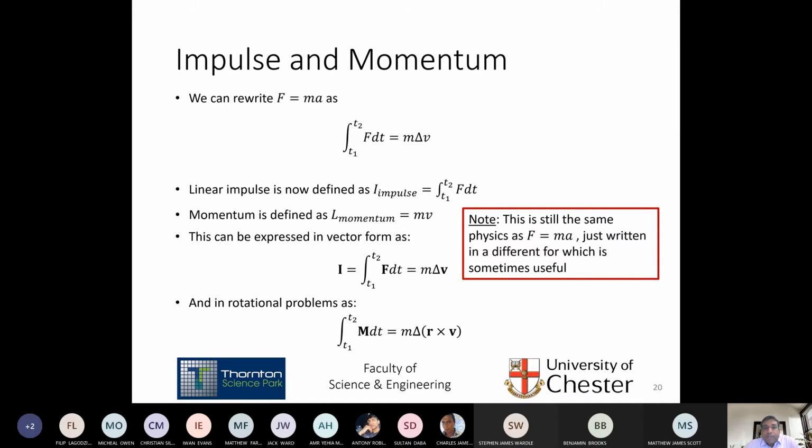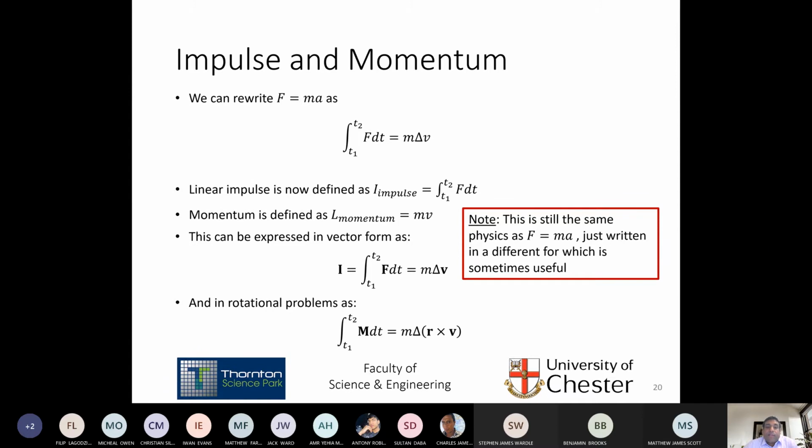So this would typically be described using an equation such as this, which is the force times the time integrated over the short time interval between T1 and T2 during which there is an interaction between the force. That integral gives you the change in momentum, which can be written as m times delta v. So this linear impulse is defined as the integral of f dt from T1 to T2, or I, impulse. The momentum is defined as L, momentum, and it is equal to the mass times the velocity.